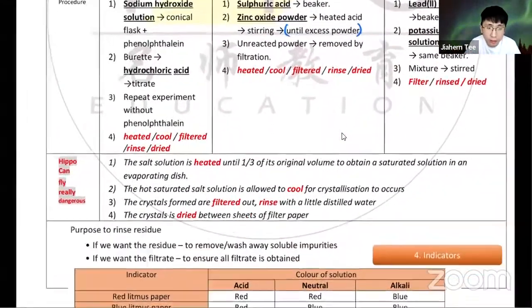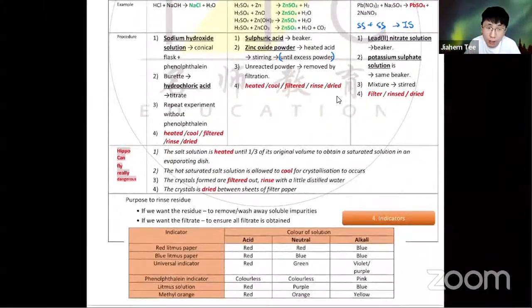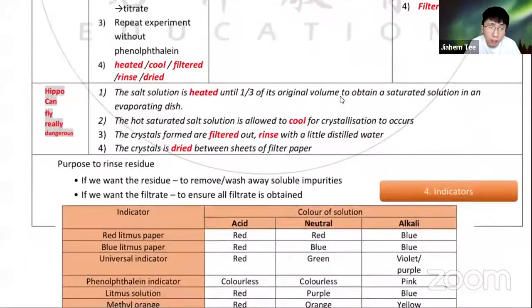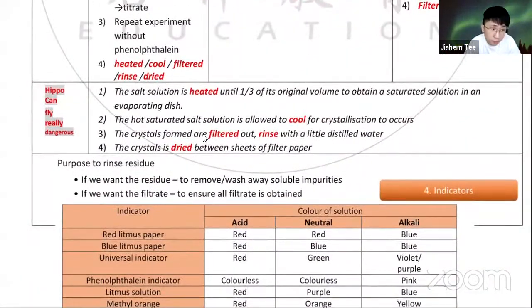Okay, guys, after knowing all the ways and methods to produce your salt, sometimes they'll ask you, why do we rinse the residue? After filtering, we rinse it with a little distilled water. There are two different conditions. If after you rinse you want the residue, meaning you want the solid, the reason you rinse it is to wash away soluble impurities, so you want your residue to be pure without any other soluble impurities.